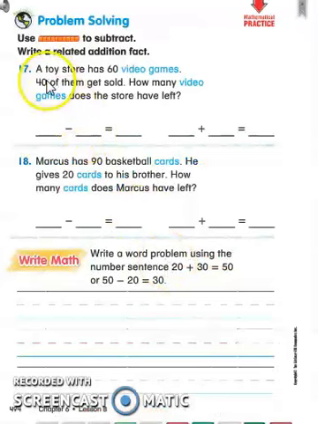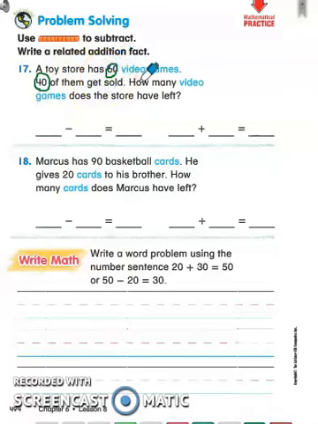The first one: a toy store has 60 video games. 40 of them get sold. How many video games does the store have left? Again, a toy store has how many? 60. Excellent. So I will circle 60 first. Then 40 of them, grade 1, get sold. 40 of them get sold. Okay?